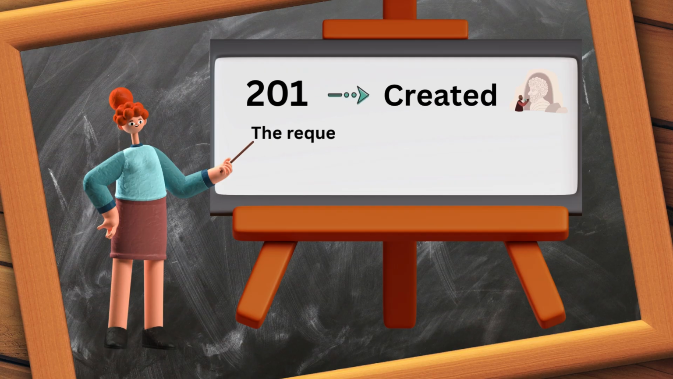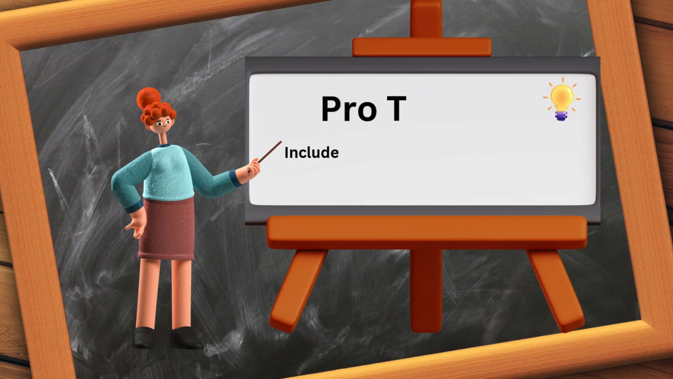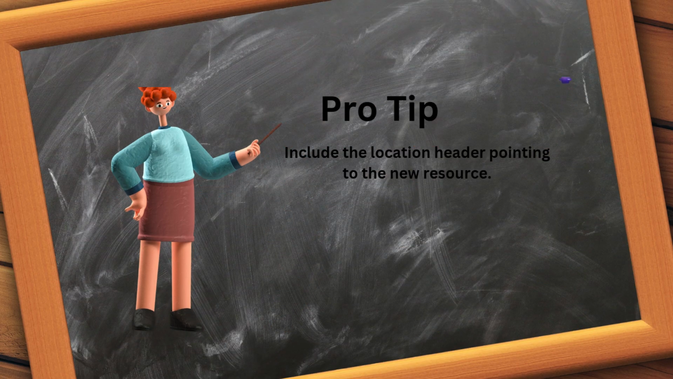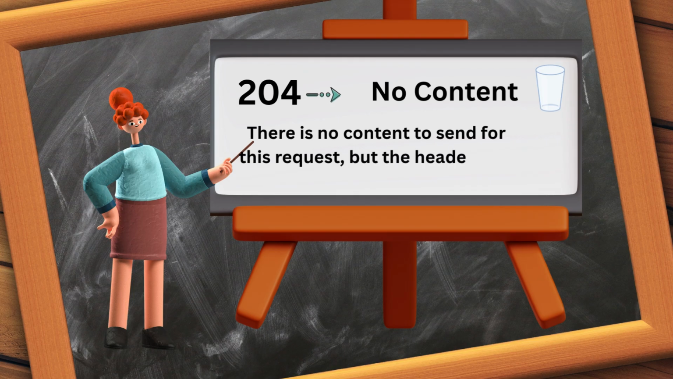201 for created. Use this when you've just created a resource via post, like creating a new user or saving a blog post. Include the location header pointing to the new resource if you want to be a RESTful rockstar. 204 for no content. Perfect for delete requests or when there's nothing to return, but everything went fine. No payload, no drama.